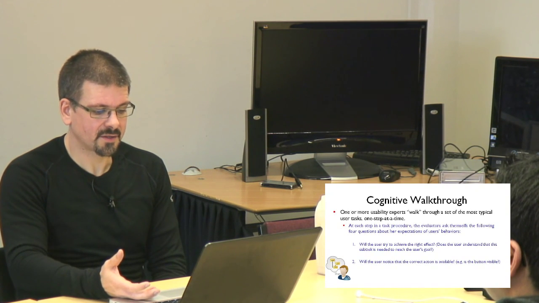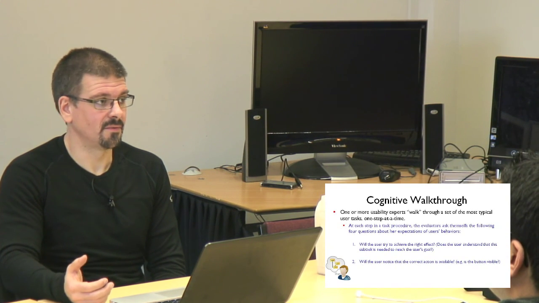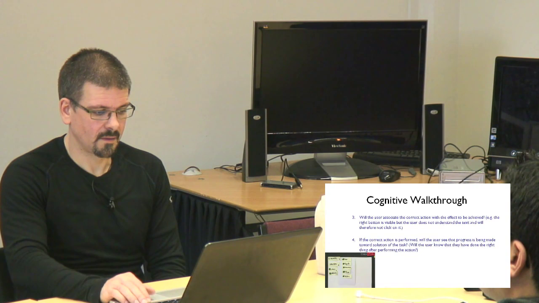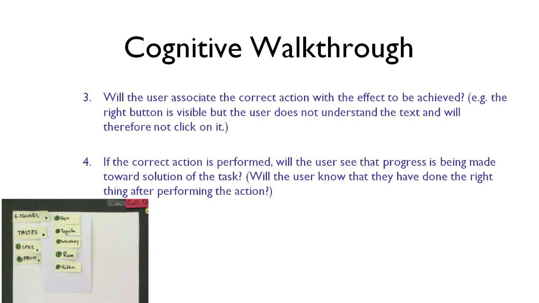The next question they ask: will the user notice that the correct action is available? For example, is the button they have to press visible enough, or obvious enough? The next question: will the user associate the correct action with the effect to be achieved? For example, the right button is visible, but the user does not understand what the button will achieve, so they will not click on it. Even if you have the print button in big letters there, probably the icon is not understandable enough. Probably the user doesn't recognize it to be a print button.